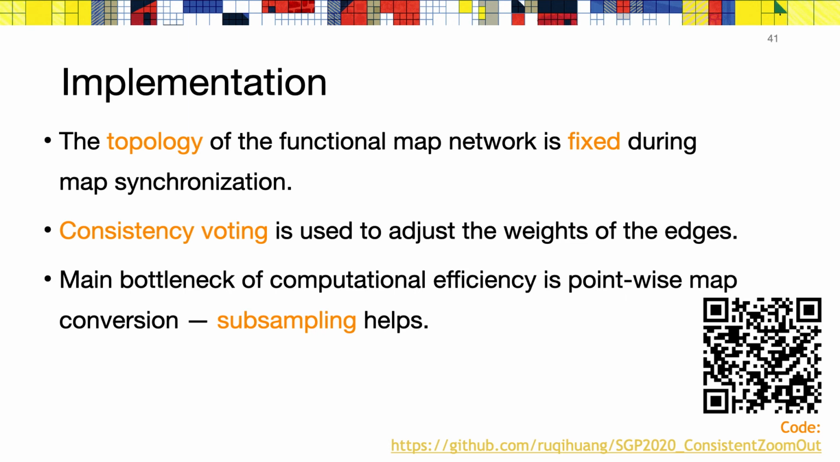The most time-consuming part of our pipeline is converting functional maps to pointwise maps. To this end, we use the same subsampling trick from the ZoomOut paper and only compute the full pointwise map in the output stage. So now our code demo is available online. You can try it out.